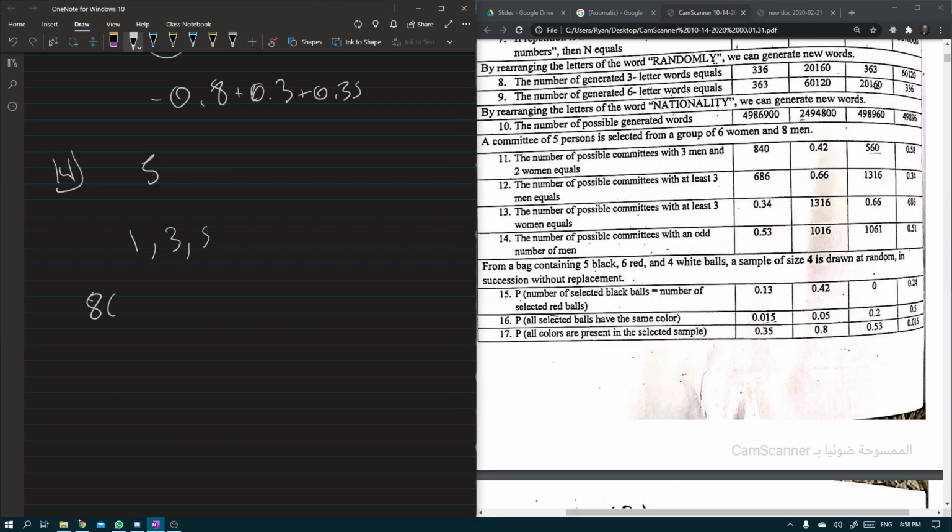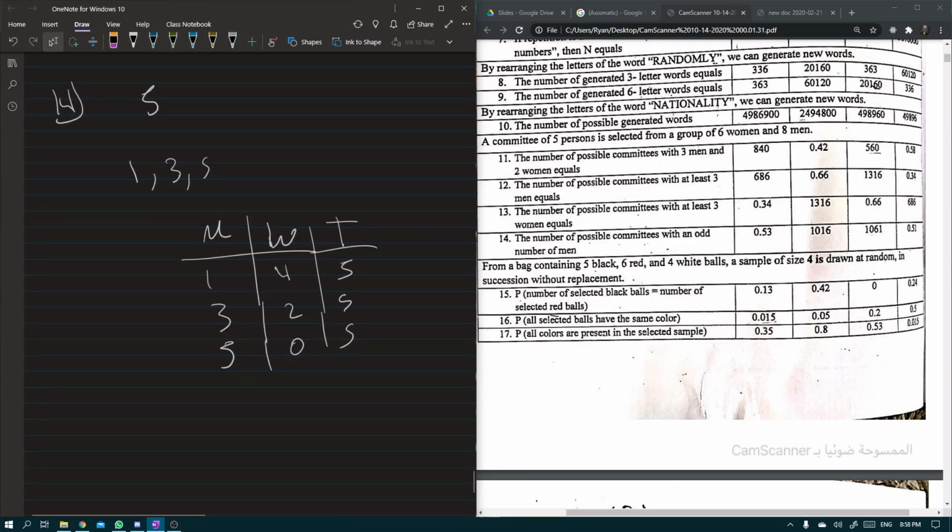So this one is 8c1 times 6c4. Draw the table. This is male, this is woman. The total should always be 5. Always make sure, because sometimes I do it and it's not equal to 5. So 1, 3, 5 for men, and this is going to be 4, 2, then 0 for women. So the sum is always equal to 5.